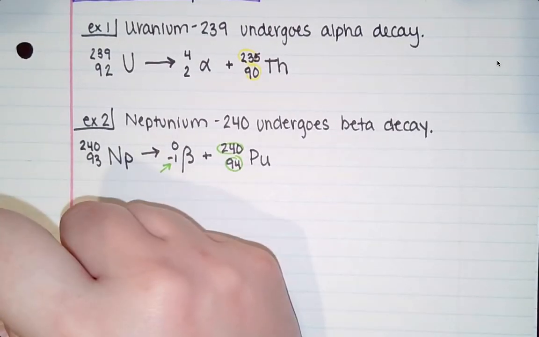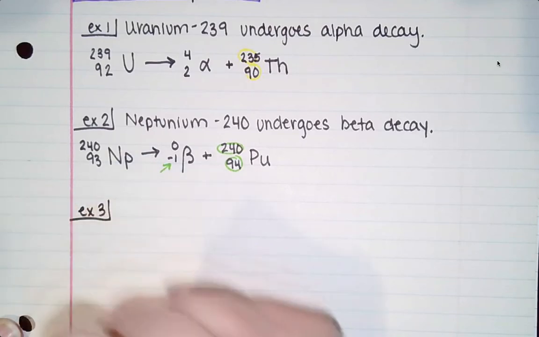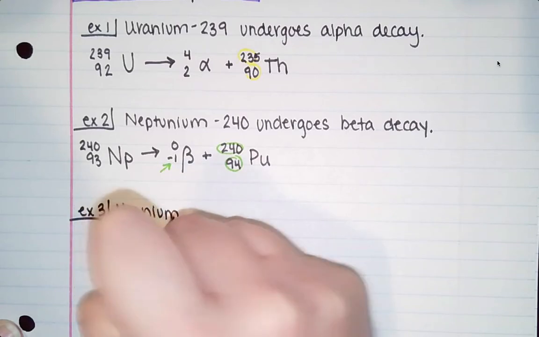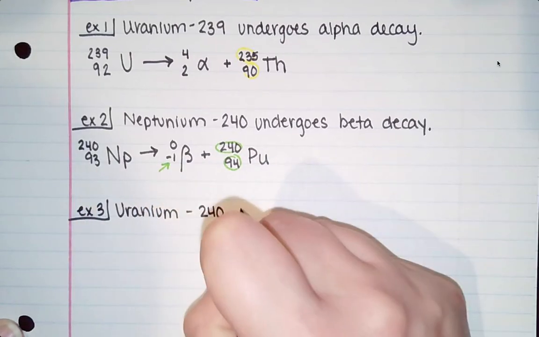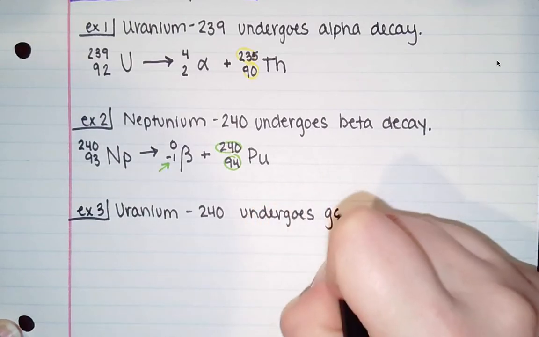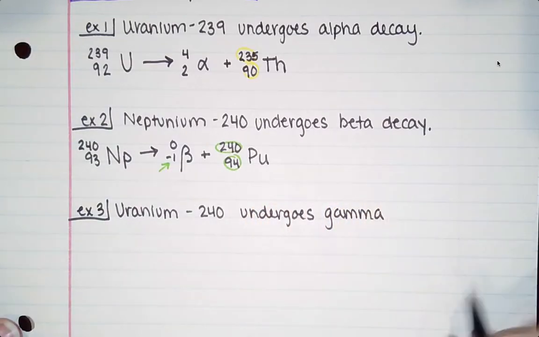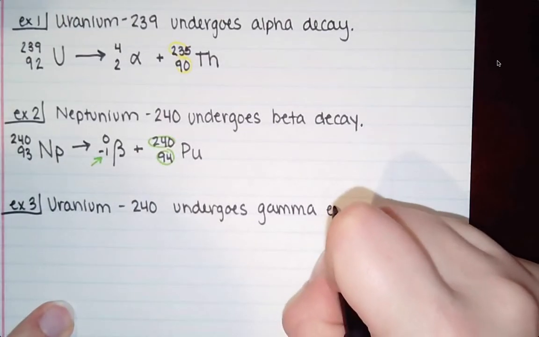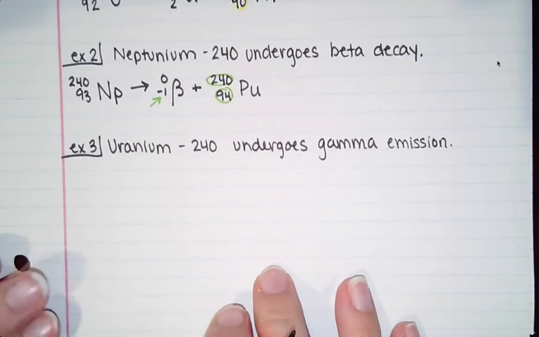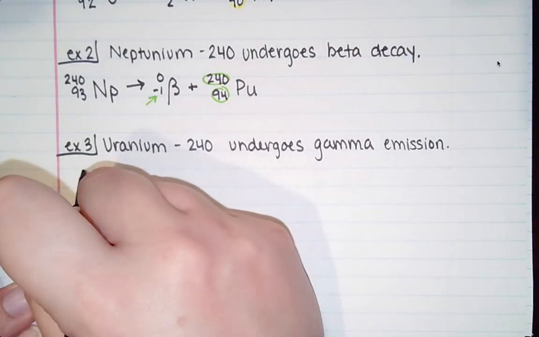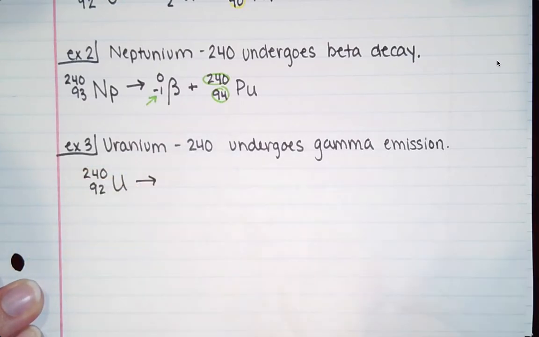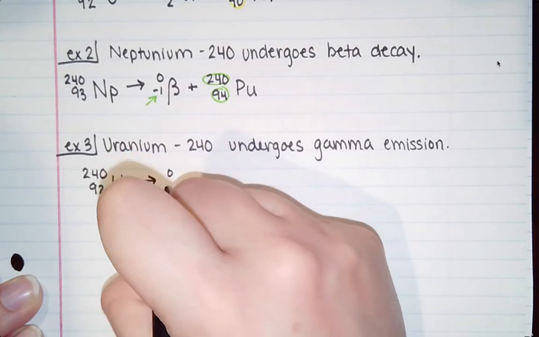Lastly, example 3. Uranium-240 undergoes, I've seen it written gamma decay or gamma emission. We've looked up uranium before, it's element 92. A gamma particle symbol is 0, 0, gamma.